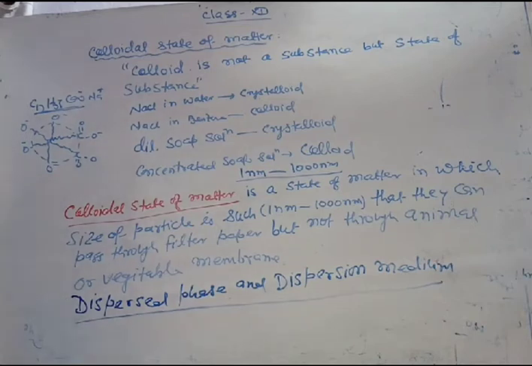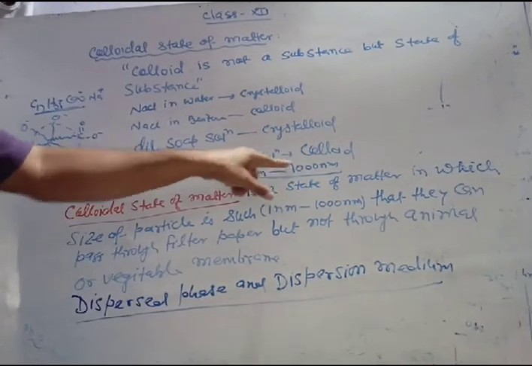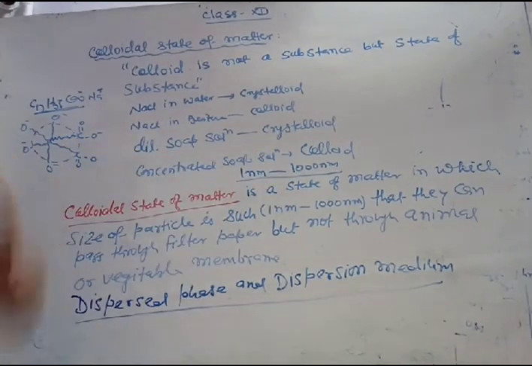If the size of the solid particle is less than 1 nanometer, the solution is called a true solution. And if the size is between 1 nanometer and 1000 nanometer, it behaves as a colloid, and the solution of a colloid is called a colloidal solution. And if the size of the solid particle is more than 1000 nanometer, it is called a suspension.